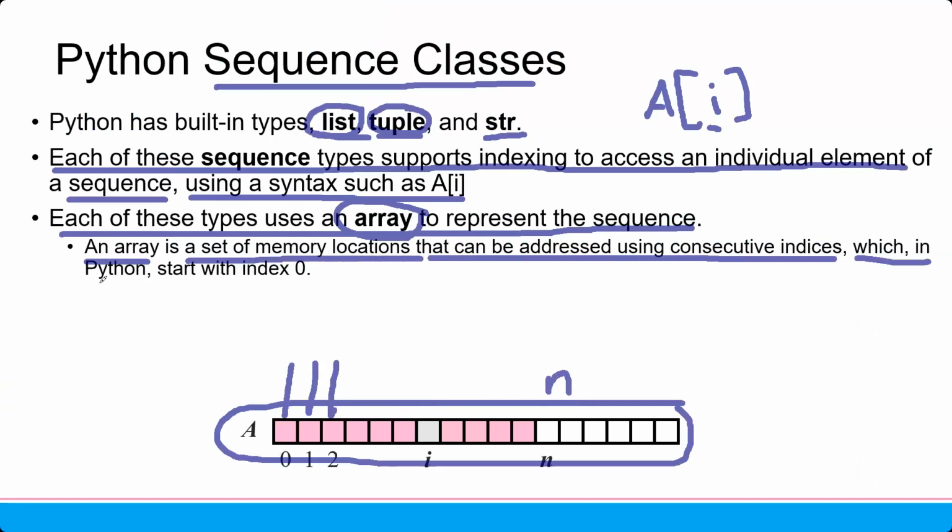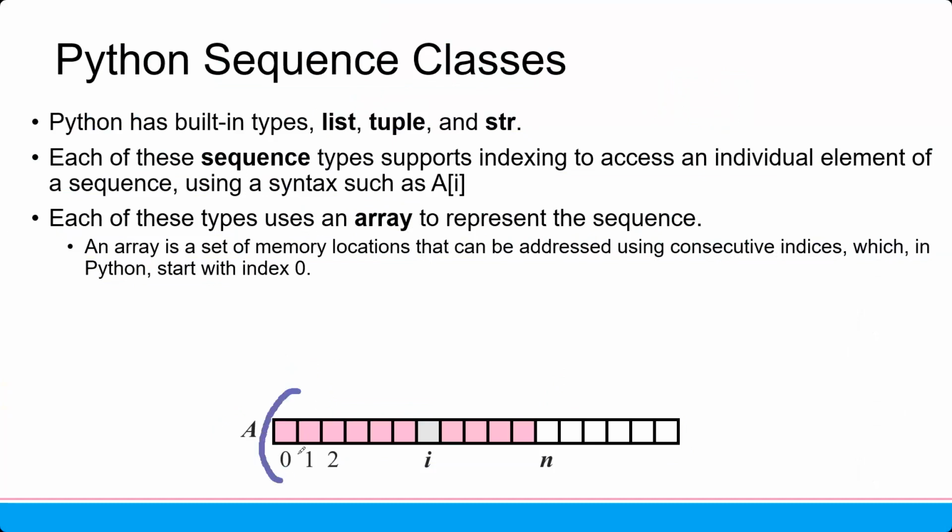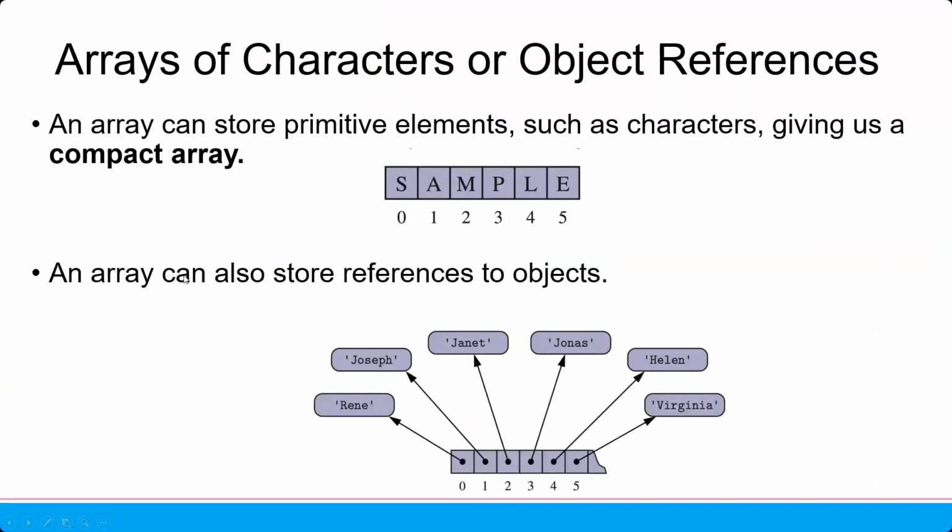In Python, we start with index 0. In Java, we also start with index 0. If you use R, it starts with index 1. Some other programming languages start with 0, and some others start with 1. So please pay attention to how they arrange the array.